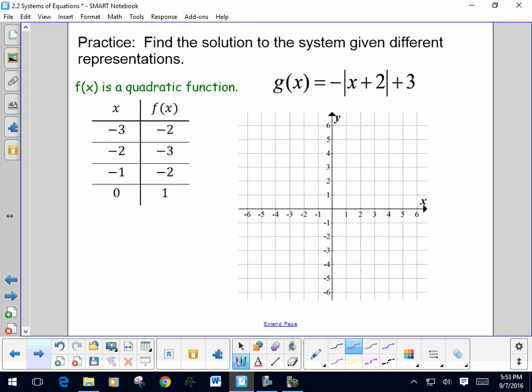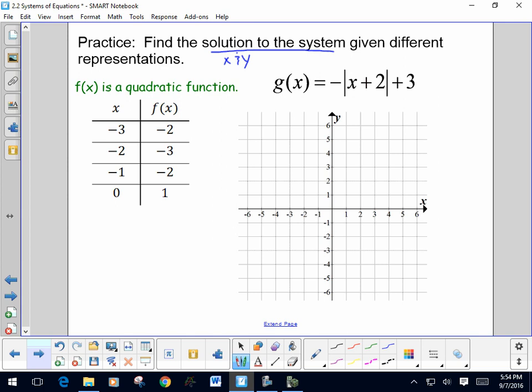One more, and then I think this is the end. So we want to find a solution to the system. If it just says solution to the system, you do want the x and the y, so you can list the points if you like. Find the solution to the system given the different representations. So this tells me f of x is a quadratic function, and for g of x, it gives me the equation, and sometimes that's called the symbolic representation.